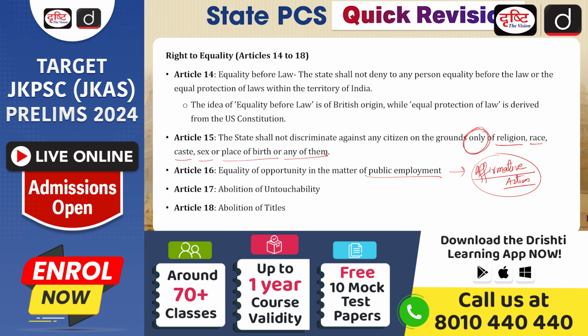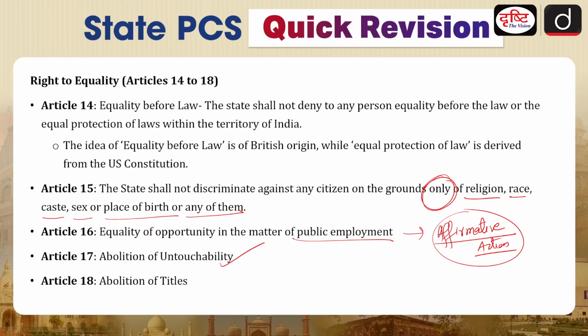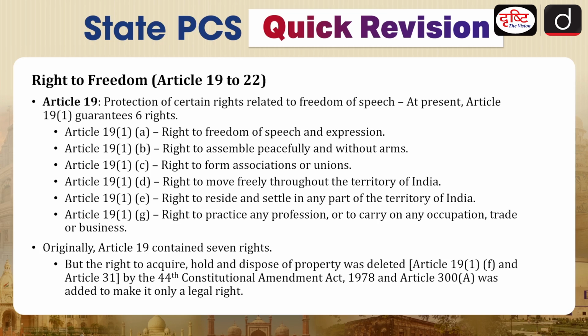Then Article 17, that is talking about the abolition of untouchability. Article 18, that is talking about the abolition of titles. Earlier the Britishers used to give titles like Rai Bahadur, Khan Bahadur, like that. So these titles have been abolished. Then moving further, you will be seeing right to freedom, Articles 19 to 22.